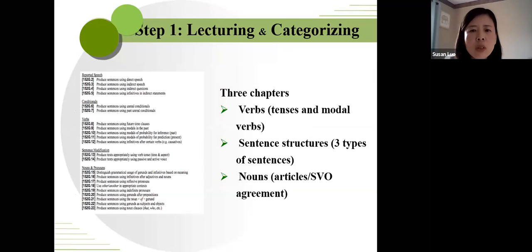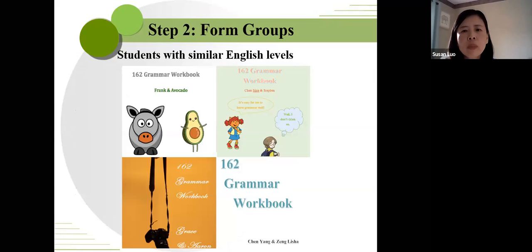You see on the left, there are 23 outcomes for the grammar, but I asked them to design only three chapters: verbs, sentence structures, and nouns. Those are the covers they designed for their own grammar book. They have their names there, and they are very proud of their work. You can see some artistic work, and some are just an easy grammar workbook.